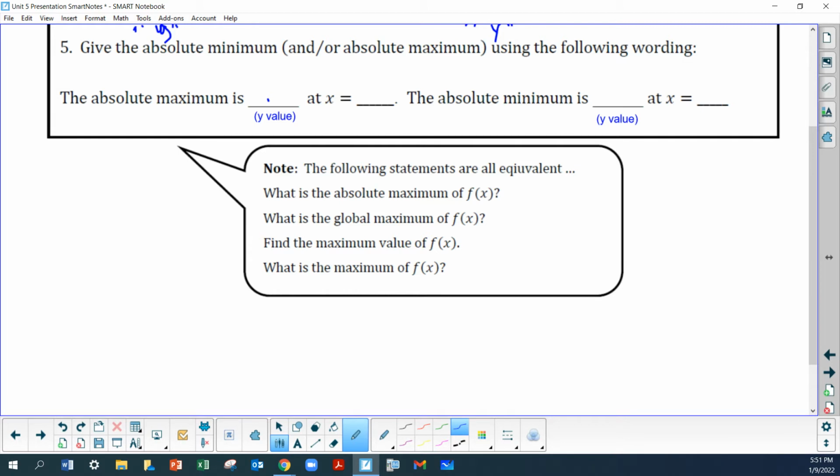Note, the following are all equivalent statements. When we say an absolute maximum, we know what we're going after. Global maximum means the same as absolute. If I just use the word maximum, that implies that we're looking for the absolute. What is the maximum of? Find the max value. What is the max value? Where does the max value occur? Then they would be looking for an x value.